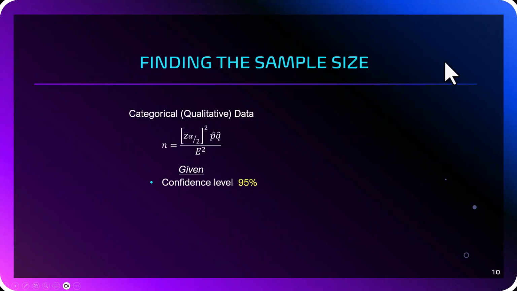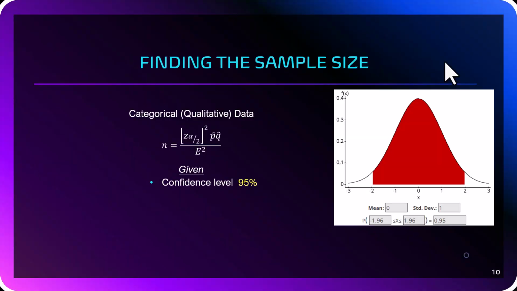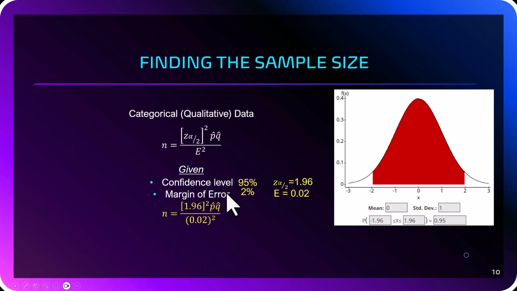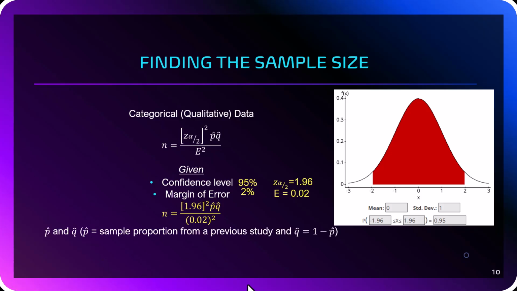So we've been given the confidence level, which is 95%. So we can use that to find our z of alpha over 2, and that's going to be 1.96. Then our margin of error has been given to us, which is 2%, so we write that as 0.02. So now, if we plug everything in that we have so far, this is our equation. But what about p hat and q hat? Remember, p hat is a sample proportion from a previous study. As you can tell, no mention has been made of that whatsoever.